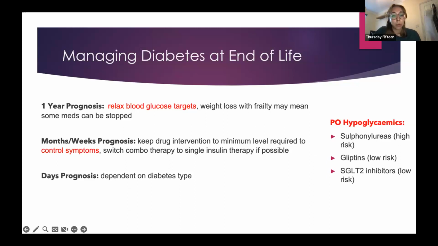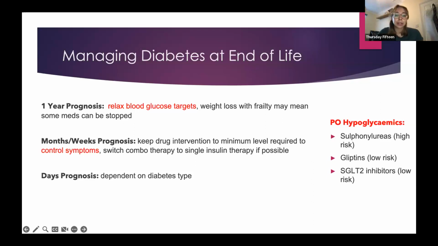So if the patient has a 1-year prognosis, if you think this patient is likely to die in the next year, it's potentially worth considering relaxing their blood glucose targets, because over that time they're going to eat and drink less, they might lose weight, and their blood glucose might drop. And if we're giving them quite a lot of insulin and quite a lot of oral hypoglycemics, we might precipitate hypo episodes, which would cause them to fall, and then they come to hospital, and also they're just not pleasant. So allowing a slightly higher blood glucose is more tolerable with people who are approaching the end of life. Also, weight loss as they get more frail might mean that we can even stop some medicines.